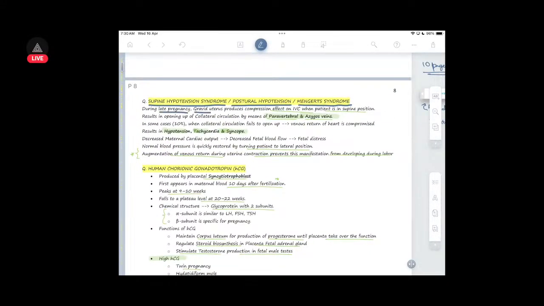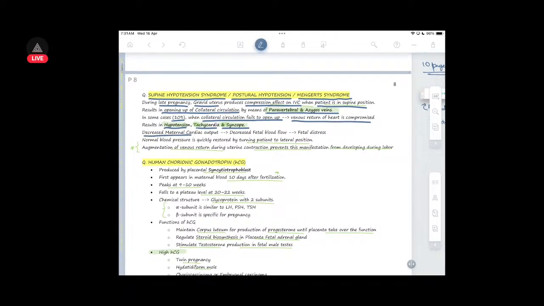So, late pregnancy, gravid uterus, compression effect on inferior vena cava, patient is in supine position. Results in opening up of collateral circulation, paravertebral and iliacus vein. In 10% of the cases, collateral circulation fails to open up, venous return to the heart is compromised, hypotension will occur, tachycardia will occur, and syncope will occur. There is decreased maternal cardiac output, decreased fetal flow, and respiratory distress.